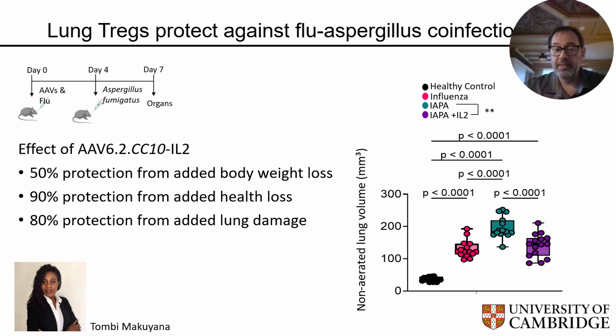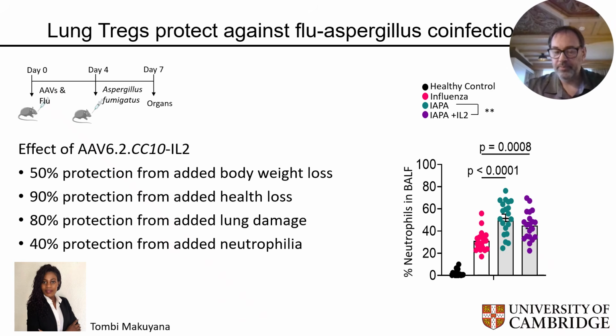We can also measure the amount of lung damage using non-aerated lung volume. And again, what happens is the influenza has got lung damage, the co-infection has got much worse lung damage, and the co-infection plus extra regulatory T cells in the lung reduces that added damage by about 80%. For neutrophilia, the protection is a bit weaker, so we're reducing about 40% of the extra neutrophilia that is observed in the bronchoalveolar lavage.